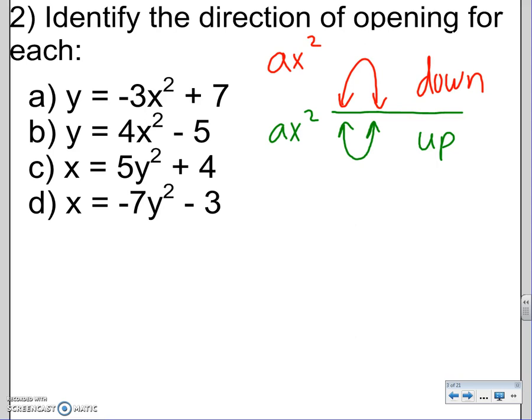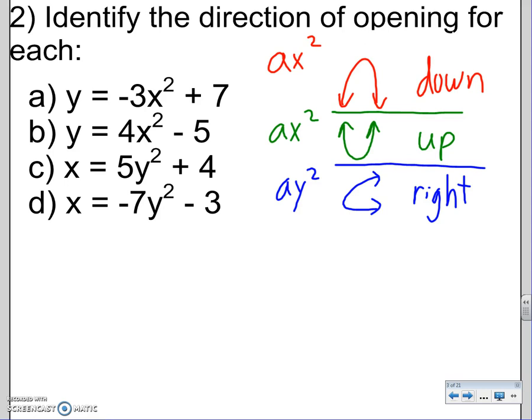For C, we don't have x squared. If x equals something, a y squared, a y squared is sideways. Right's normal, left is when it's flipped. So since a is positive 5, you don't flip it. It goes to the right because that's normal. It's the positive direction. So this is to the right.